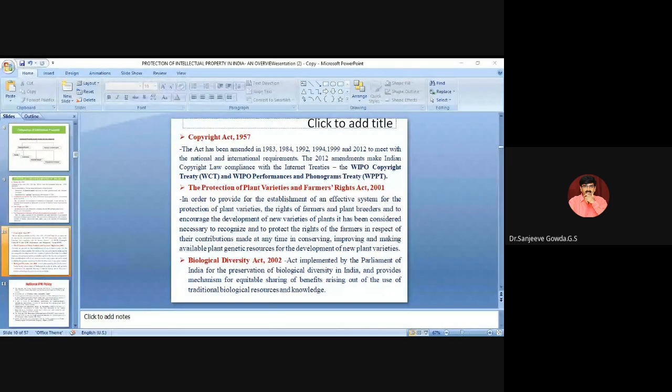So once a true inventor files an application before the patent office for the grant of patent, along with the provisional specification or a complete specification, there is a provision for the grounds of opposition. Here there is a pre-grant opposition and a post-grant opposition provided by the enactment. The grounds on which the opposition can be filed are provided under Section 25 of the Patents Act 1970.